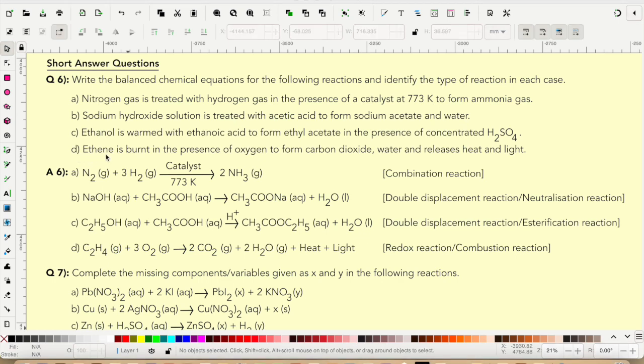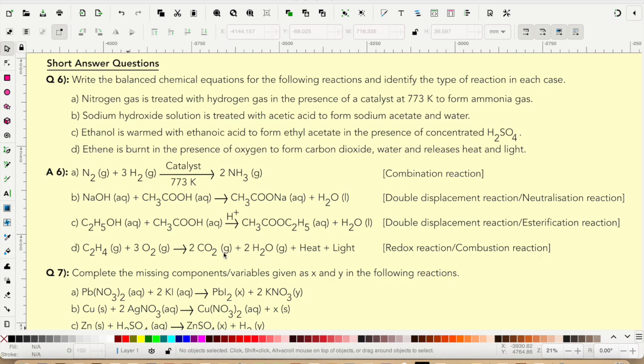Last reaction is ethene is burned in the presence of oxygen to form carbon dioxide, water, and releases heat and light. Balanced chemical equation is given as C2H4 plus 3O2 gives 2CO2 plus 2H2O plus heat and light. This is redox reaction as well as combustion reaction.